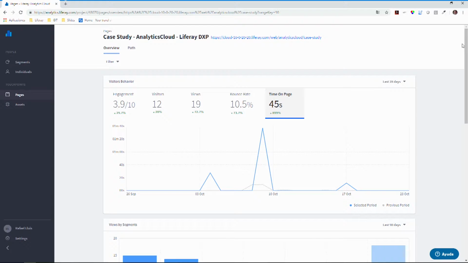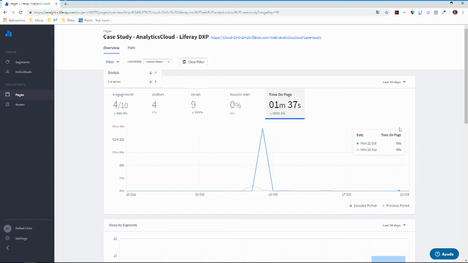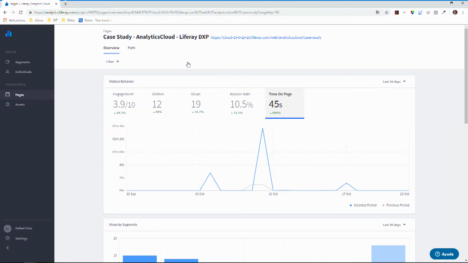If I see an asset, I can click, et cetera, or a segment. We also have this kind of filter, okay? So I can filter by device, location, okay? See what happens. I don't know if I filter all this information. So now it's only the United States, okay? So the report changed, and I can see here that I have a filter, and I can, of course, delete it and be in the same situation that I was before.